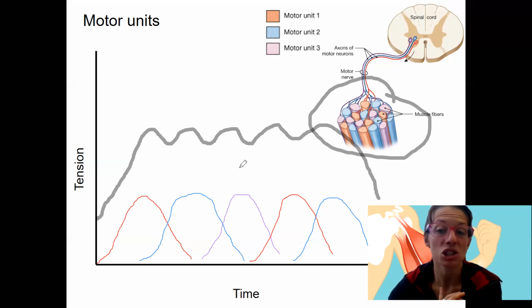We also could then potentially recruit multiple at one time if needed. Like if you're doing weightlifting, you're going to recruit, maybe add these together, recruit all your motor units at once, as opposed to the rotating. So it does depend on the type of exercise you're doing.